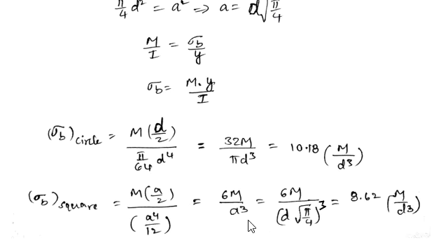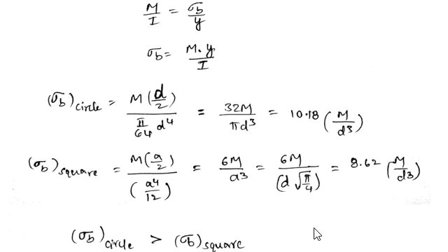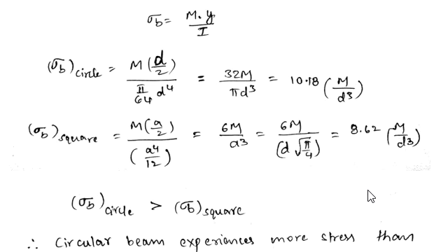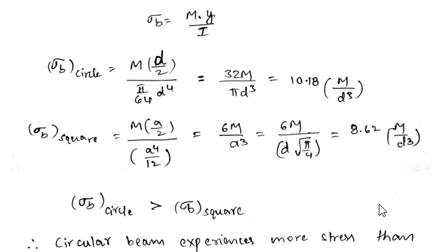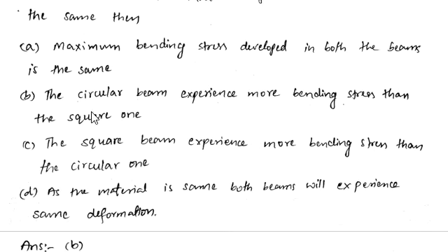So in the place of a we are substituting d into under root of pi by 4, and cube is there, and when you simplify that we get 8.62 into M by d cube. So the value is more for sigma b of the circle. This means the bending stress induced in the circular member is more. So bending stress in circular is more than square, so the circular beam experiences more stress than the square beam. So here the correct option will be option B.